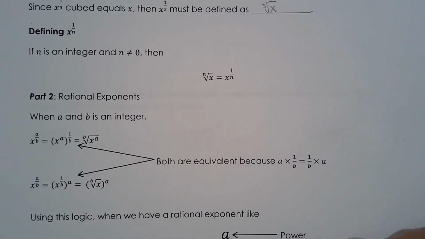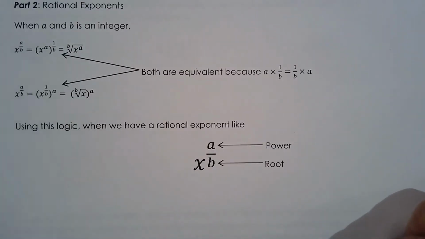So it doesn't matter. You could take the bth root first and then raise it to the power of a, or take it to the power of a first and then the bth root. Okay, and that's because a times 1 over b is the same as 1 over b times a. So really, when you see a rational exponent, what you should see is that the denominator of the exponent tells you the root, and the numerator tells you the power. Okay, root and power.